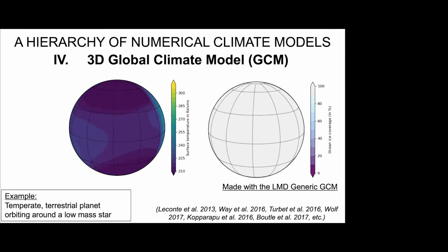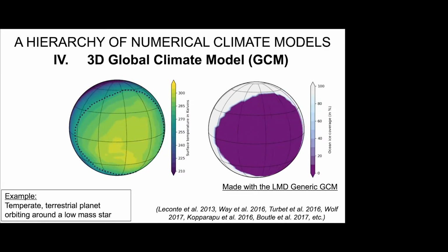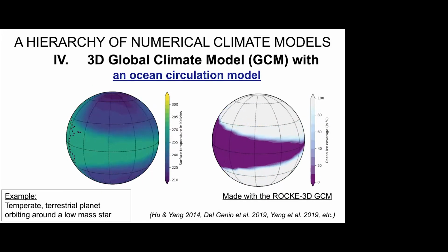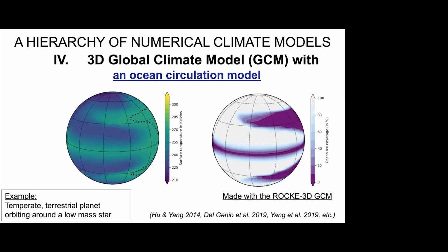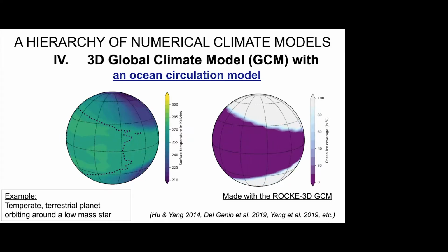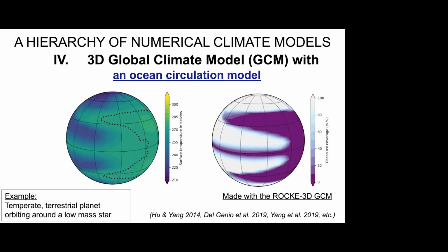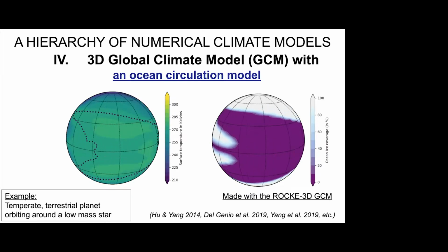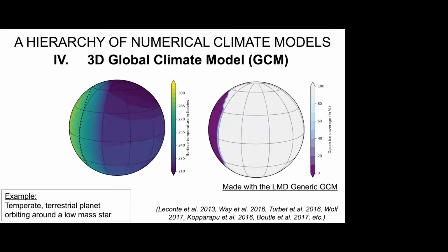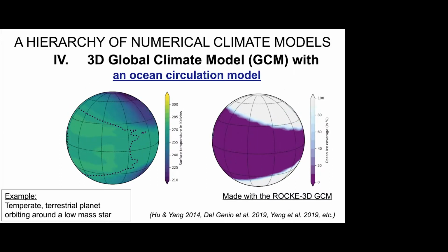The first one, I call it the three-dimension global climate model with an ocean circulation model. And this is, for example, what scientists such as Michael Way have been doing the last years with the ROCKE-3D global climate model. That allows you to compute at the same time not only the atmosphere in 3D, but also the ocean in 3D. That allows you, for example, to show that the kind of planet I showed you before should look very differently. That's exactly the same condition, but you just add an ocean circulation model, and it shows completely different surface temperature and open deglaciated ocean patterns.